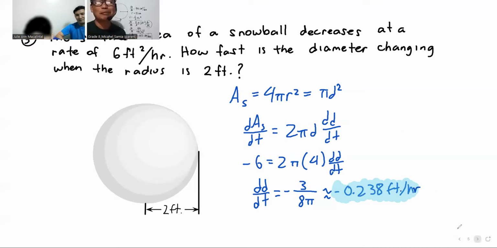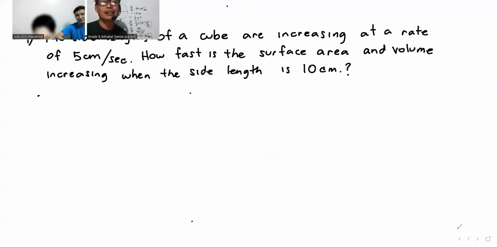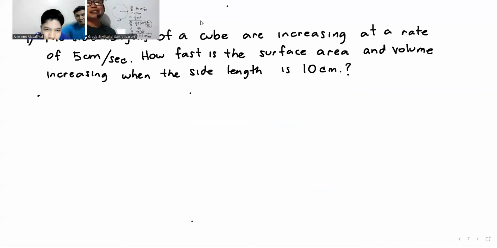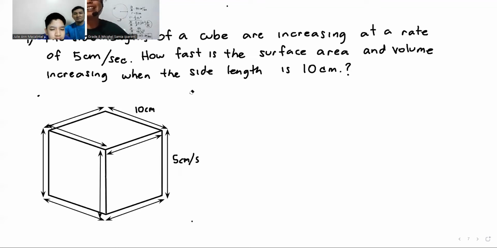Okay, so next problem, Josh, is it still a circle? Okay, no, it's now a cube. Let's see. The problem states that the side lengths of a cube are increasing at the rate of 5 centimeters per second. How fast is the surface area of the volume increasing when the side length is 10 centimeters?